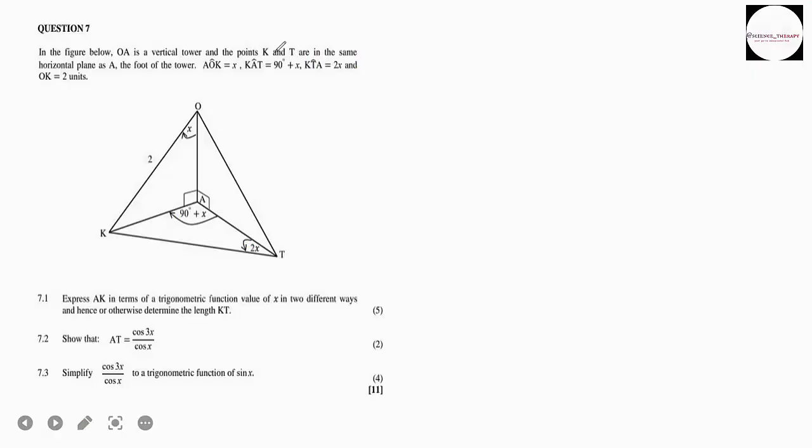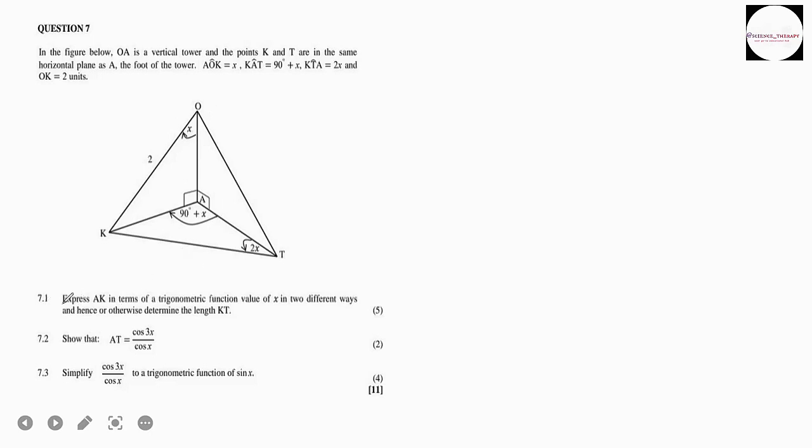Okay, so we are given question 7. It says, in the figure below, OA is a vertical tower, and the points K and T are in the same horizontal plane as A, the foot of the tower. Angle AOK is X, angle KAT is 90 degrees plus X, angle KTA is 2X, and OK is 2 units. So everything has been indicated here on the diagram.